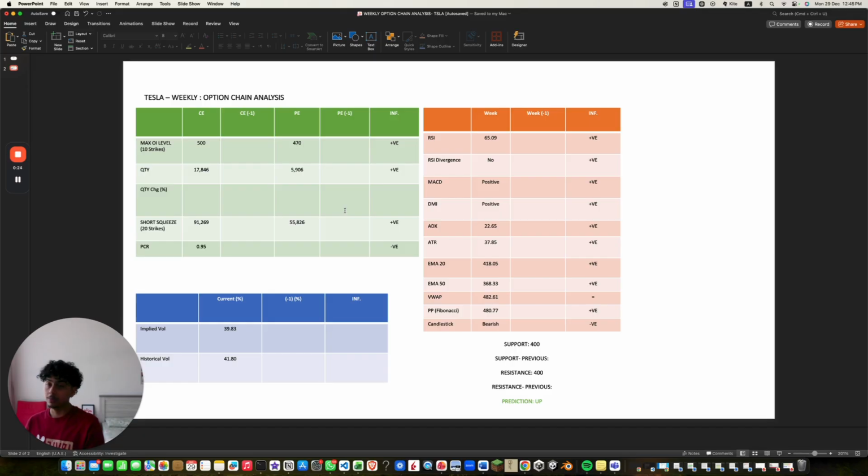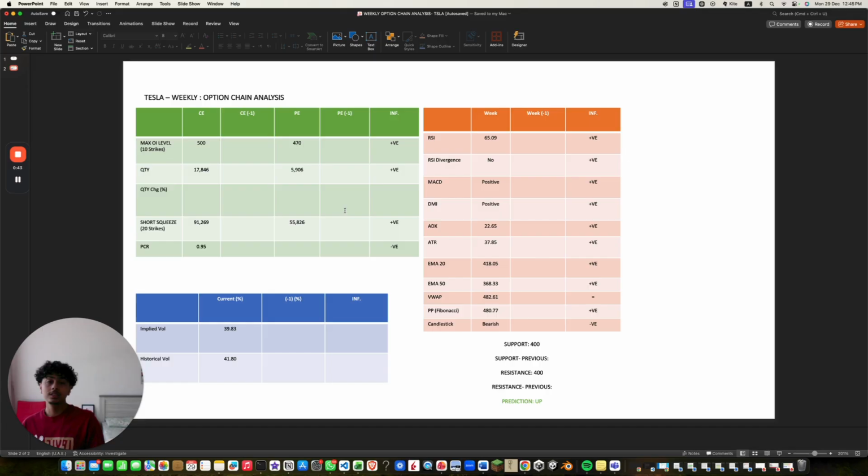So the max open interest level for the call is 500 and for the put it's 470. The quantity is higher for CE, which is positive, and the short squeeze is higher for CE as well, which is positive. And the PCR is below 1, which is negative. Implied volatility is 39.83% and historical volatility is 41.8%.